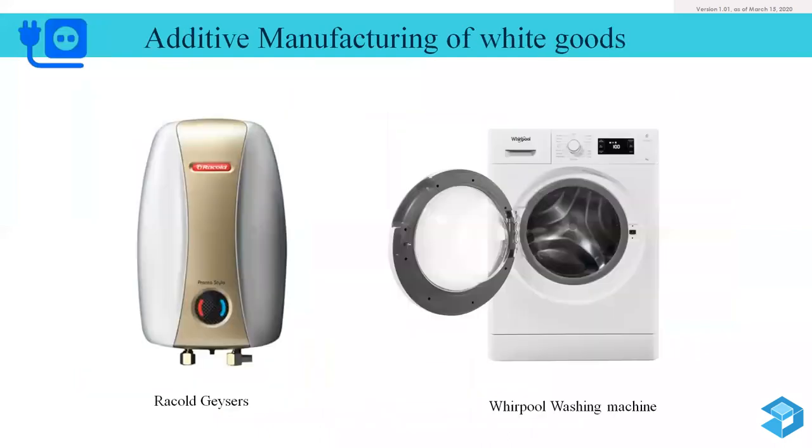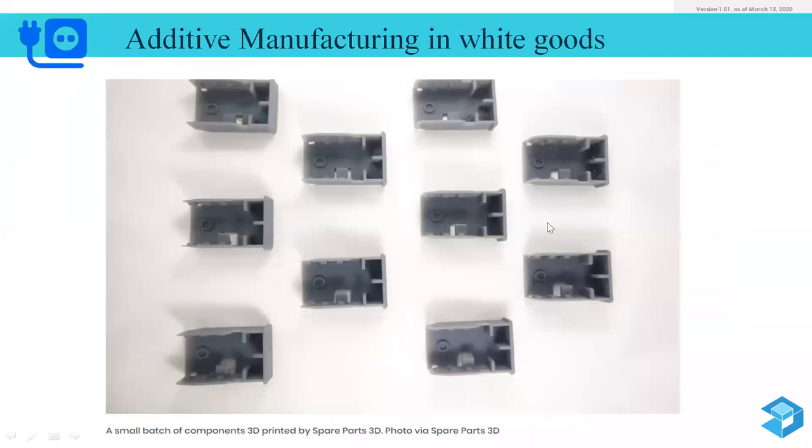And talking about white goods, they've also been one of the main adopters of 3D printing. Like Whirlpool, they've been able to bring 3D printers nearby their customers and manufacture these spare parts easily for them. So you don't have to wait long queues and long hours or days to get your spare part.